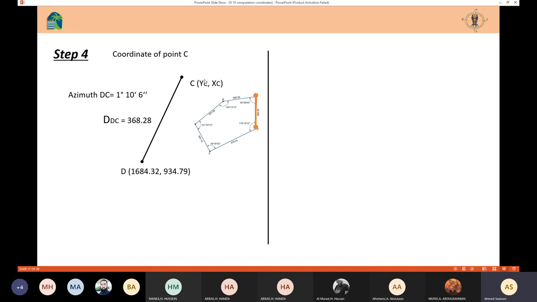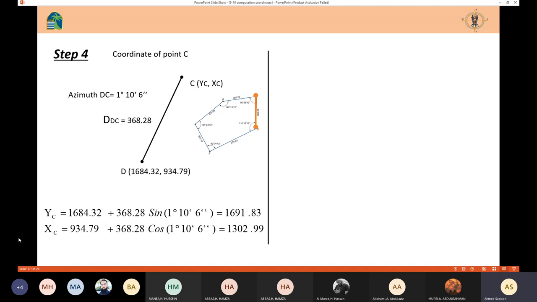In C, we need to determine YC and XC. And we already know the coordinate of the point D from the previous step. And we know the distance between them. And we already determined the azimuth of the line DC. So now we are going to apply the formulas for the coordinate of a point. The value of YC is going to be the value of YD plus the distance between them, times sine the azimuth. Also regarding XC, XC is going to be the value of XD, which is given here, plus the distance between them, times cosine the azimuth.